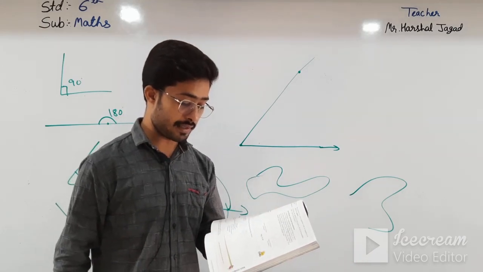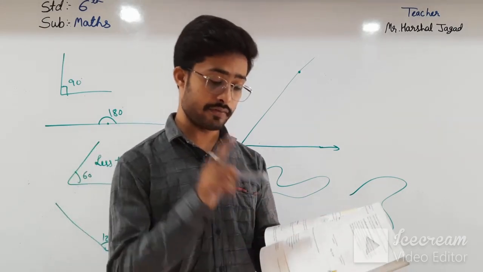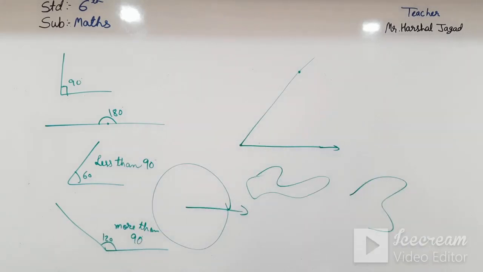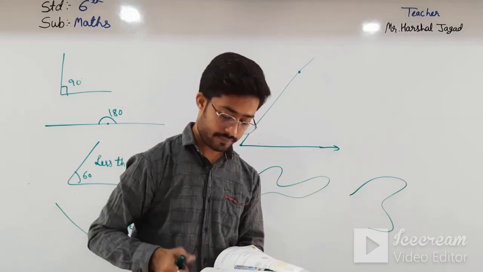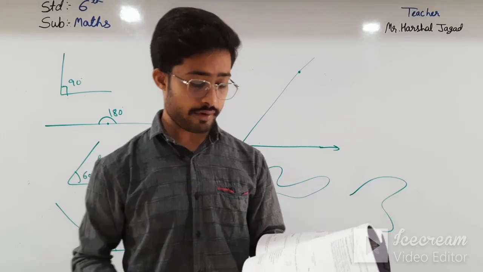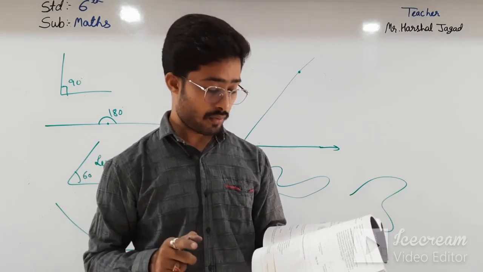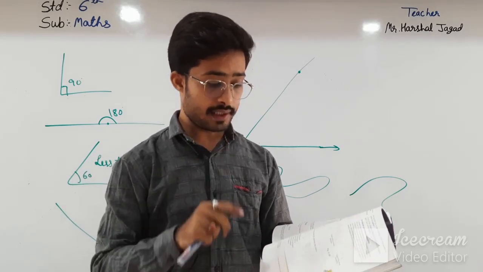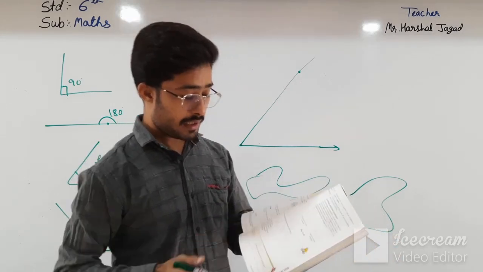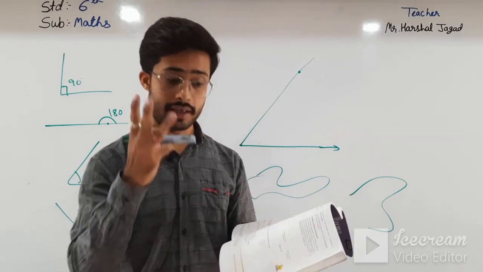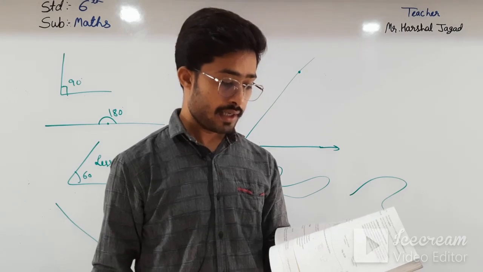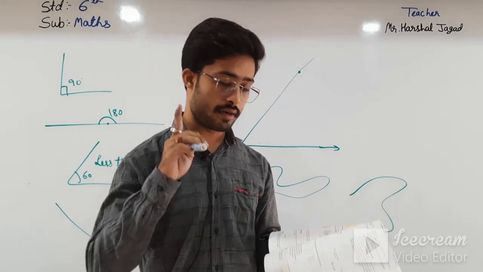Which of these figures are simple closed figures? One and three both. Then which figures have curvilinear boundaries? Curvilinear boundary means this kind of structure. The figure with curvilinear boundary is figure number 3. Which figure has a linear boundary? The linear boundary is figure number 1.